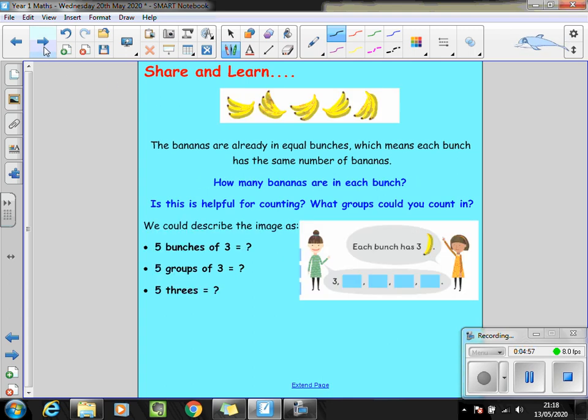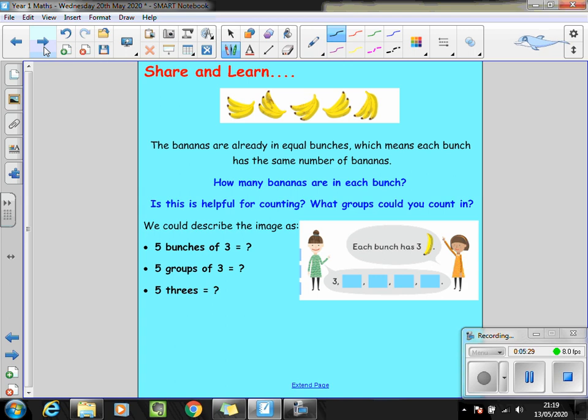Let's look closely at the bananas then, because the bananas are already in equal bunches, which again means each bunch has the same number of bananas. Talk to your adult. How many bananas are in each bunch? Is that helpful for counting? What groups could we count in? That's right, the answer is 3. Each bunch of bananas has 3 bananas in it.